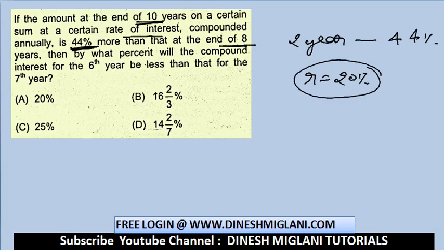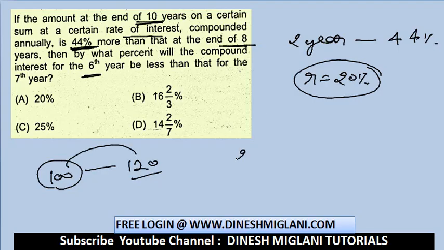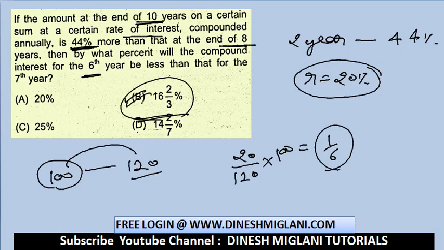The question is, by what percent will the compound interest for the 6th year be less than that of the 7th year? Let us say the compound interest in the 6th year is 100. In the 7th year it will be 120, because in 2 consecutive years compound interest always increases by R%. So this is how much percentage less than this? So 20 divided by 120 into 100. So you may take it as 1 by 6, that is 16.66%. Hence we can say B is our answer. So that is 16 2 by 3%.